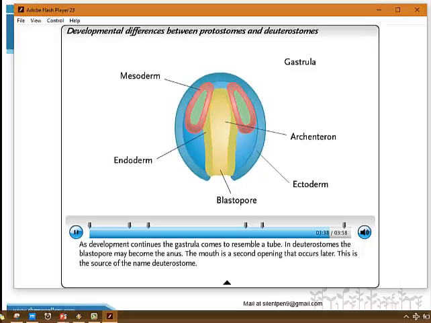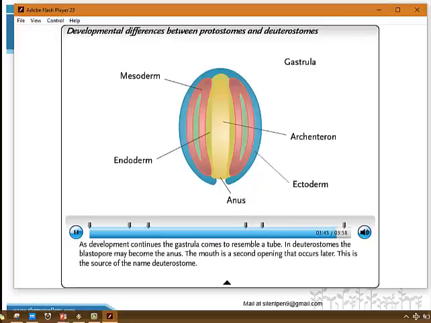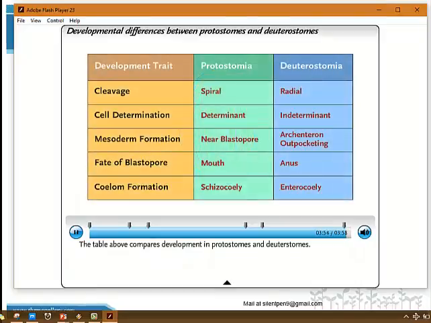As development continues, the gastrula comes to resemble a tube. In deuterostomes, the blastopore may become the anus. The mouth is a second opening that occurs later. This is the source of the name deuterostome. The table above compares development in protostomes and deuterostomes.